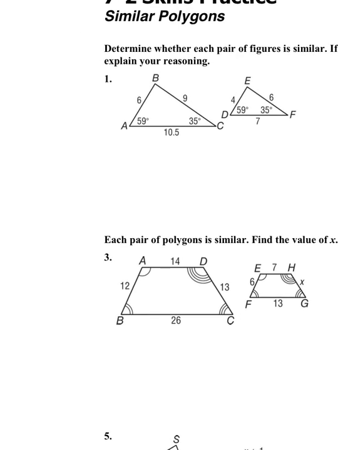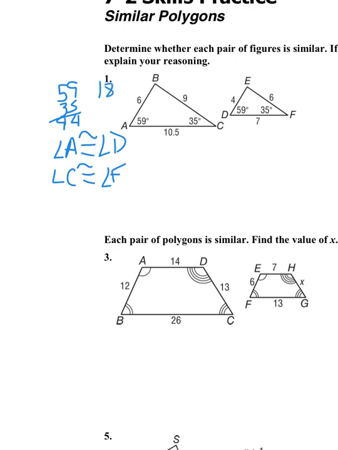And so you just got to go through the process and write A is congruent to D. C is congruent to F. If you add 59 and 35, you get 94. 180 minus 94 is 86, not 80. And obviously that's going to be true for both triangles. So you also know that B is congruent to E.